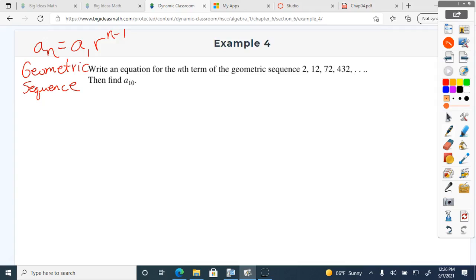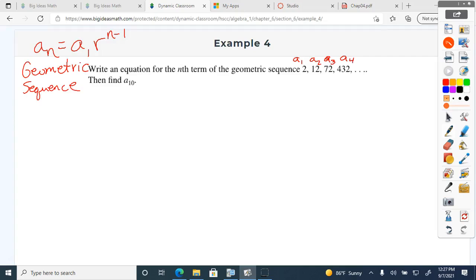So it says write an equation for the nth term. Now understand, when they say a sub n, they're telling you which term they want. Like this 2, which term is that? It's the first term, so this is A1. 12 is the second term, A2. 72 is A3. 432 is A4, and so on and so forth. So n is the number of the term you're talking about.